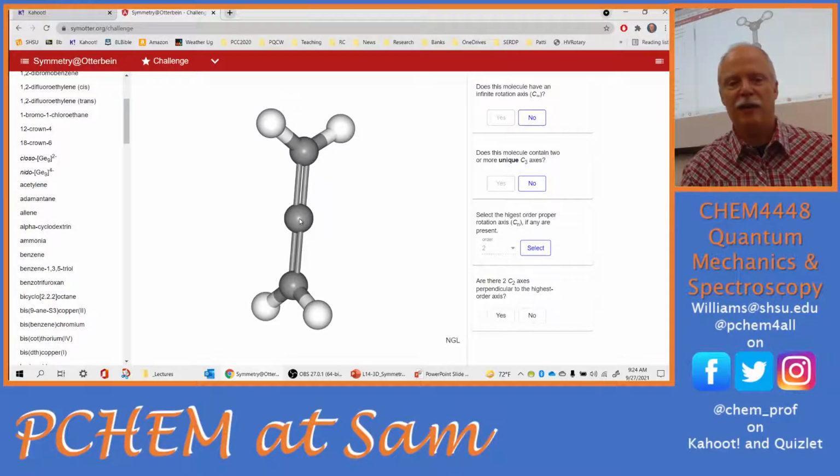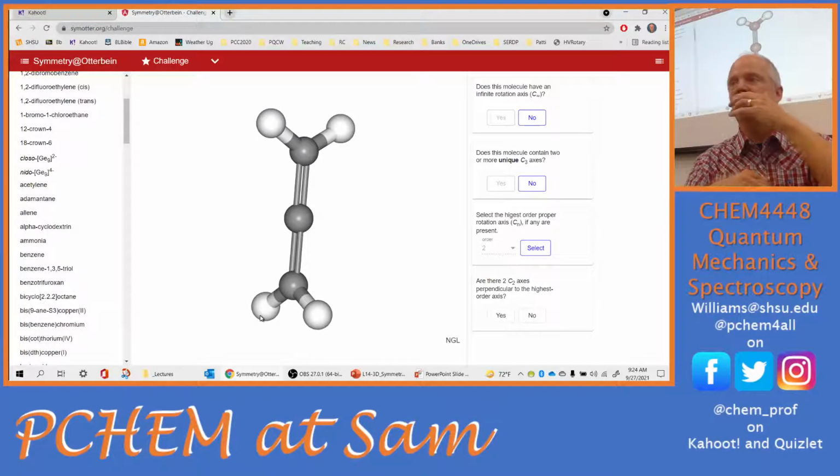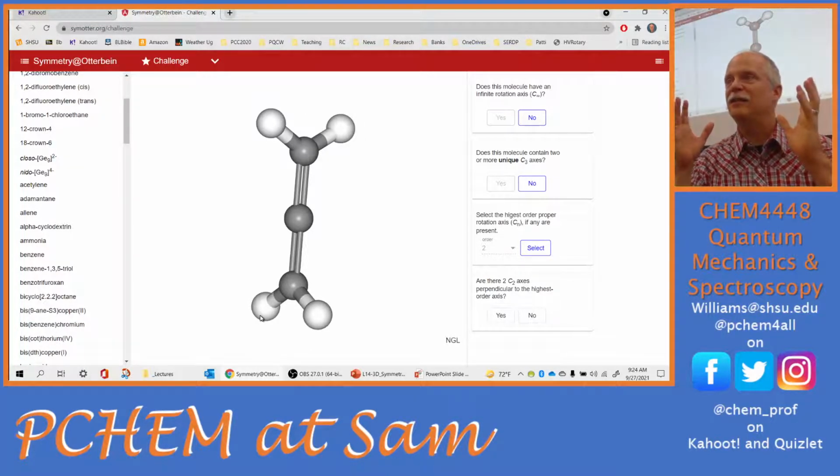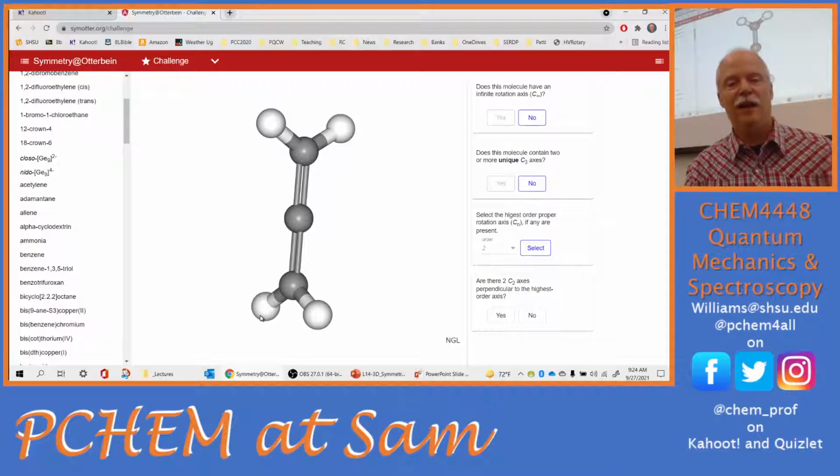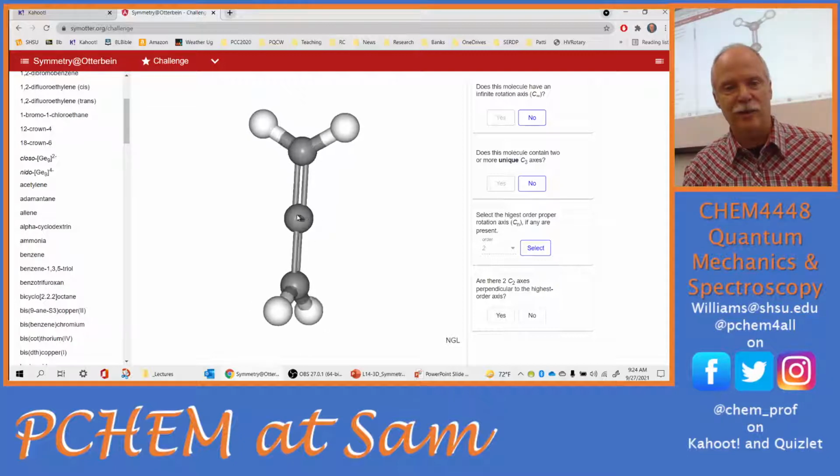But look at this hydrogen in front. This one can rotate around to this hydrogen in front, and the hydrogen in back can rotate around to the hydrogen in back. And the carbons can rotate into the carbons. Do you see the C2 axis? And then if I go 90 degrees to that, there's another one.